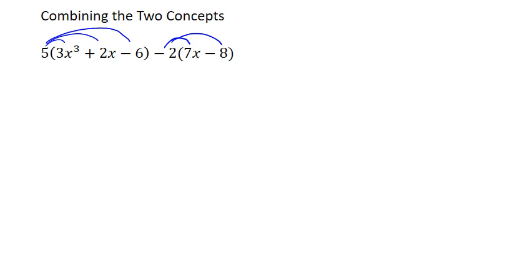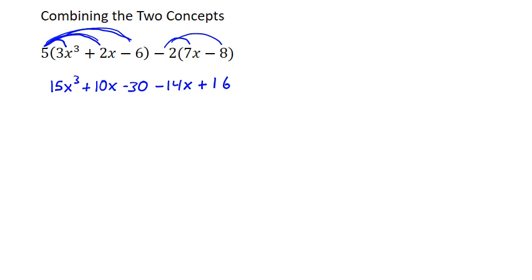So let's do this first distribution. 5 times 3x to the third is 15x to the third. 5 times 2x is 10x. And 5 times -6 is -30. And then this second distribution, again, remembering that that negative follows the 2, -2 times 7x is -14x. And -2 times -8, negative times a negative is a positive, so that's plus 16.